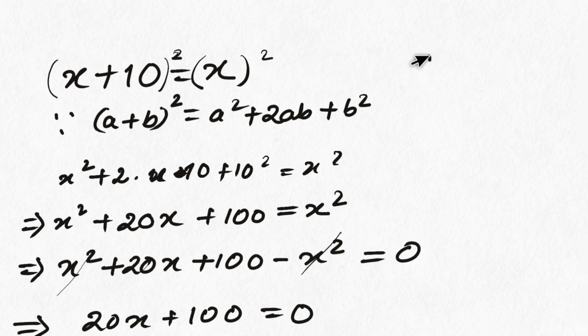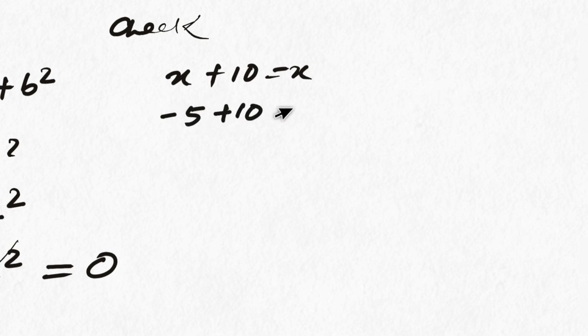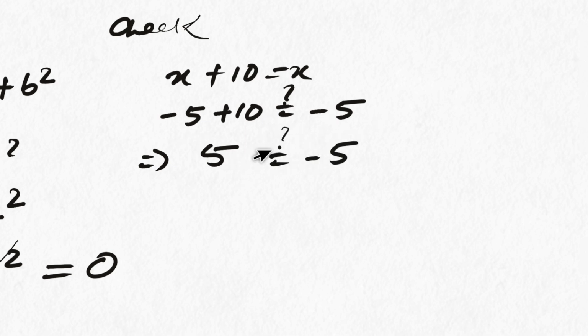So let's check. Our original equation is x plus 10 equals x. Substitute negative 5 for x. That gives us negative 5 plus 10. Does that equal negative 5? Negative 5 plus 10 equals positive 5. So we are comparing 5 equals negative 5. That is not true. Since the statement is false, negative 5 is not a valid solution.